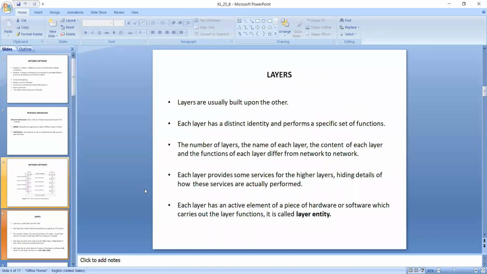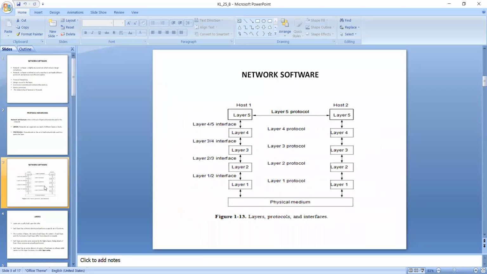One more thing. Each layer provides some services for the higher layers, hiding details of how these services are actually performed. So, look at how honest they are. They provide services to the upper layer, but they don't reveal how they provide those services. They provide services, but how? How they provide them is not revealed to the upper layer.